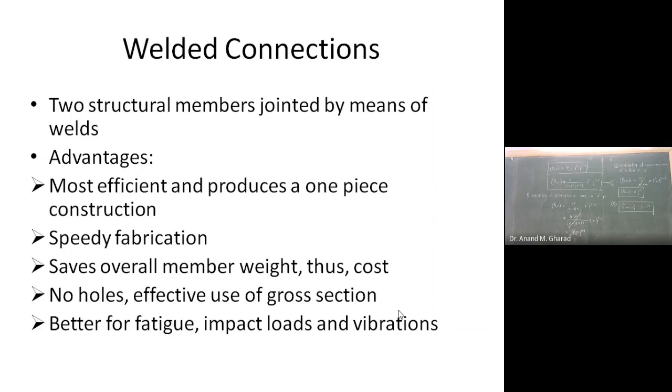The purpose is very clear. You are supposed to attach or connect two members, and it is done with the help of an electrode. I will come to that electrode. Before that, we will see what the advantages are. Most efficient and produces a one-piece construction, or monolithic. More or less it is monolithic. We will not find any kind of differentiation between two connected members.